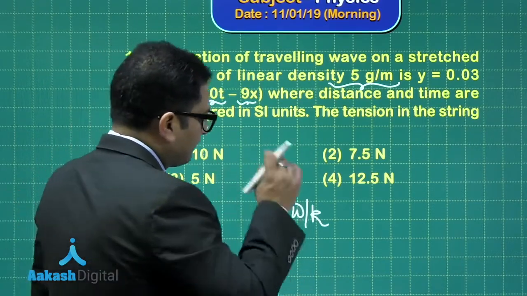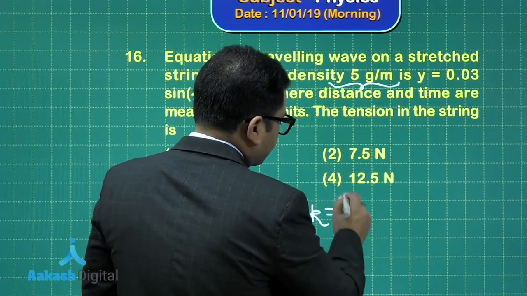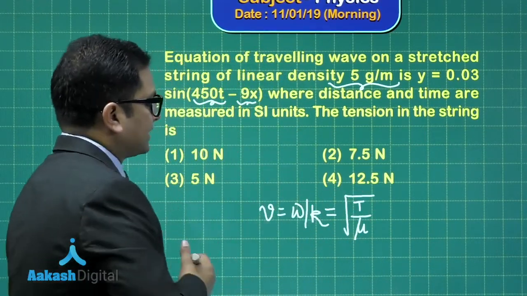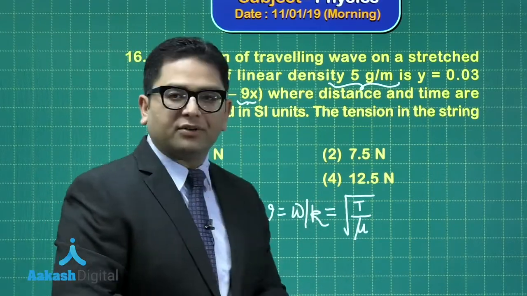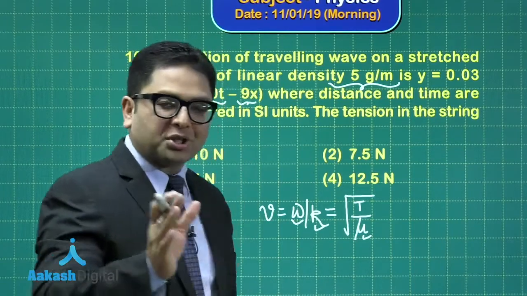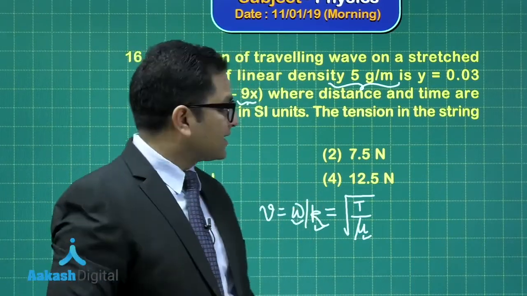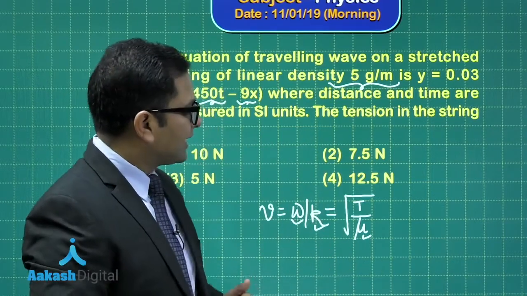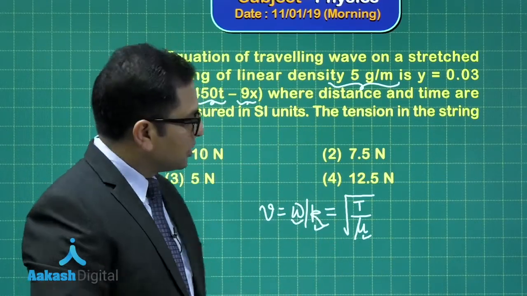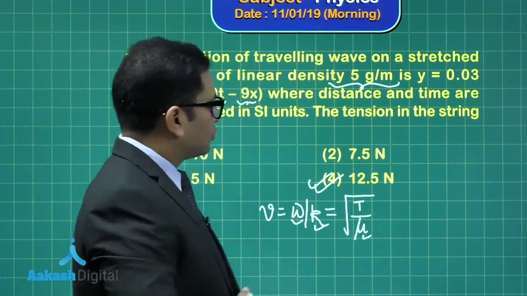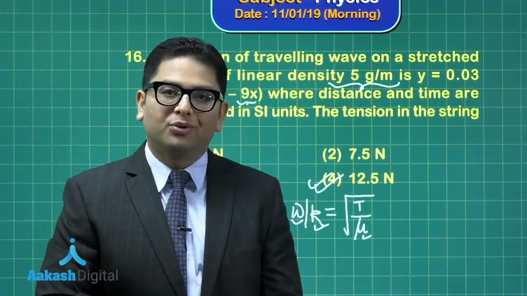And the same velocity of a wave in a stretched string is under root T by mu, where T is the tension and mu is the mass per unit length. So this is given, this is given, this is given. Of course, do not forget to convert it into SI units. That may be very critical. And now you can easily calculate the tension. When you do that, you'll get 12.5 Newton. So the correct option stands out to be option number 4.